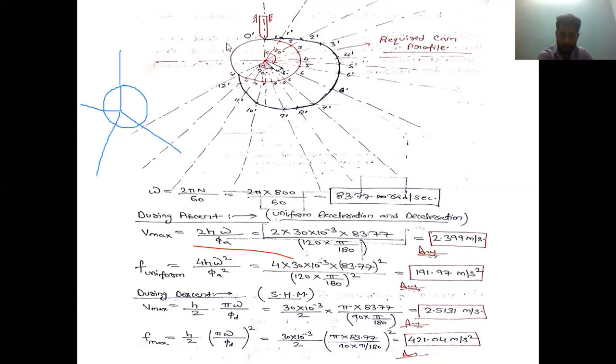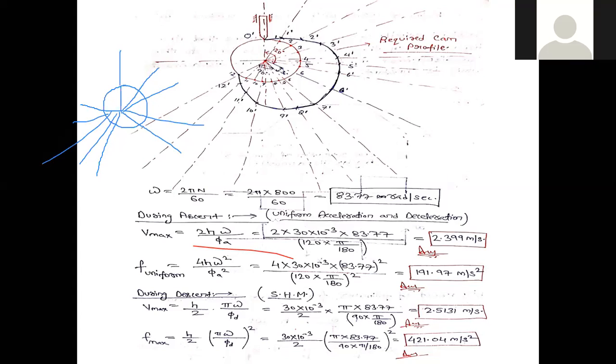Yes or no? Yes, sir. Fine. That means, like 1, 2, 3. Likewise, I will do it for 6 parts, and for descent also 1, 2, 3. Likewise, I will do it for 6 parts. Clear? Yes, sir. Done.